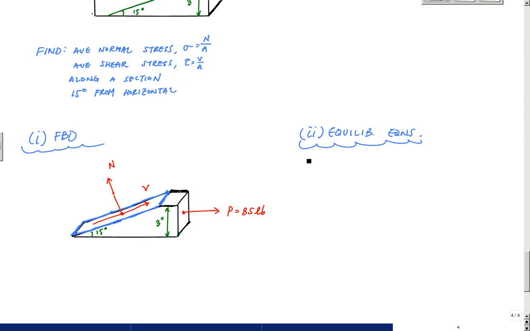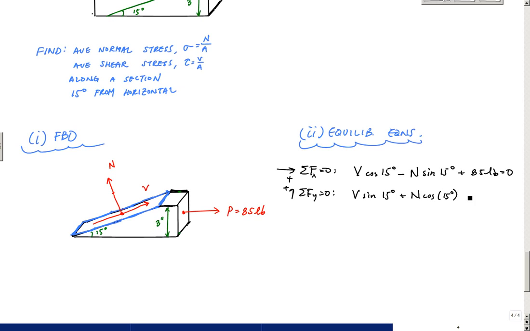So if I just did, say, the sum of the forces in X equal to 0, with horizontal here, I might have V cosine of 15 degrees minus N sine of 15 degrees plus 85 pounds equals 0. And then the sum of the forces in Y equal to 0, I would have, if I say this is positive, V sine of 15 degrees plus N cosine of 15 degrees equals 0. And I have 2 equations, 2 unknowns, I can solve it, right?